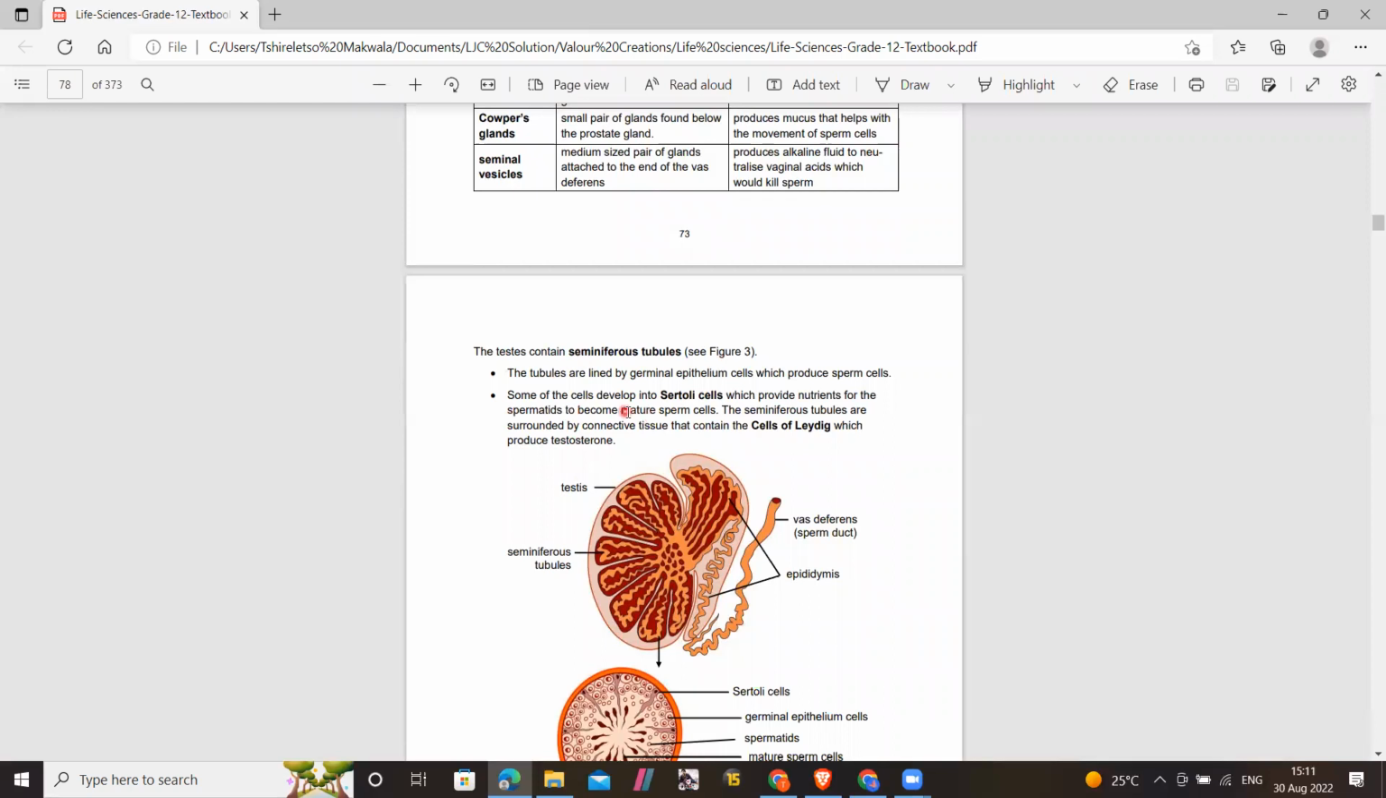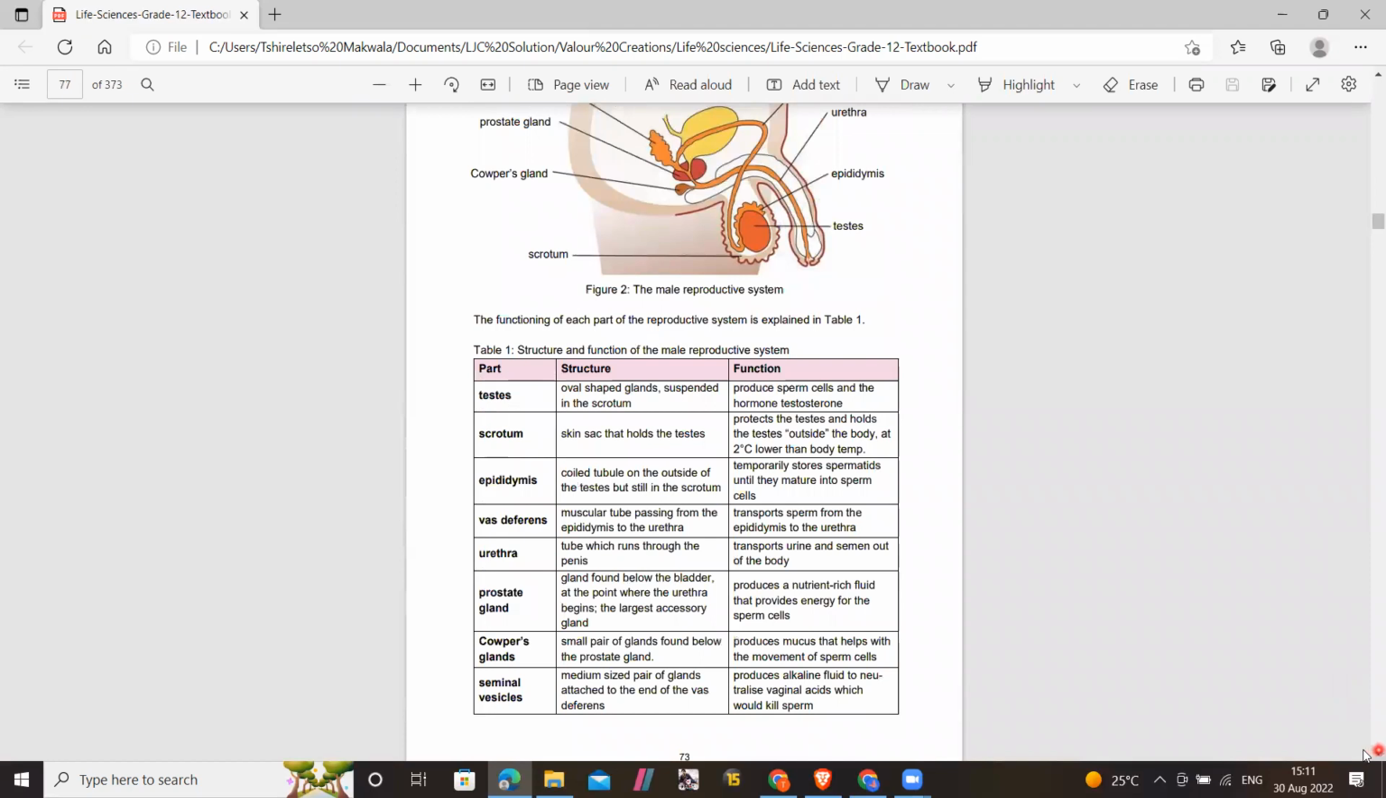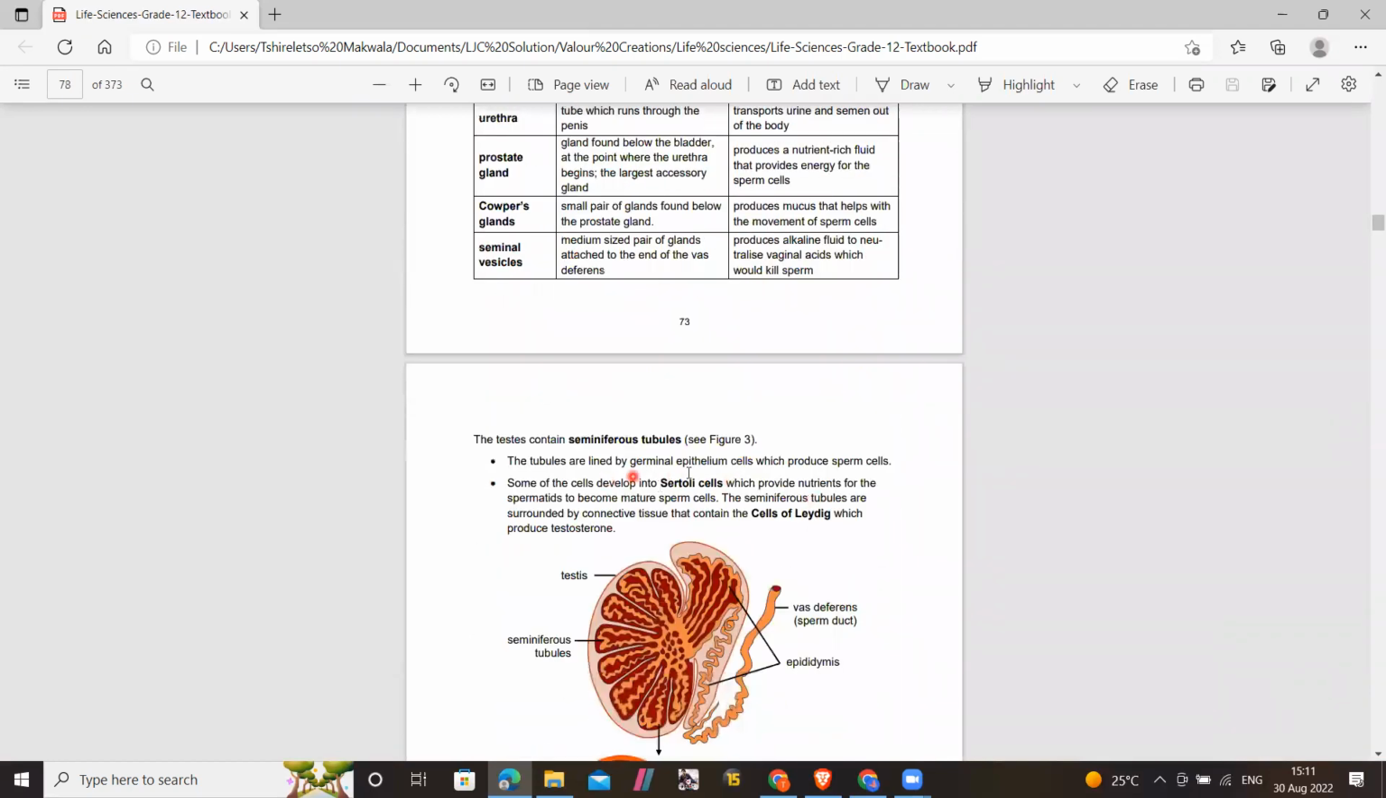So these germinal epithelium cells, what do they produce? The sperm cells, and the sperm cells are what we want here. That's what we are doing the system for. So what produces the sperm? The epithelial cells, and these are lined into the seminiferous tubules, which make up the testes. Some of these cells develop into Sertoli cells, which provide nutrients for the spermatids to become mature sperm cells.